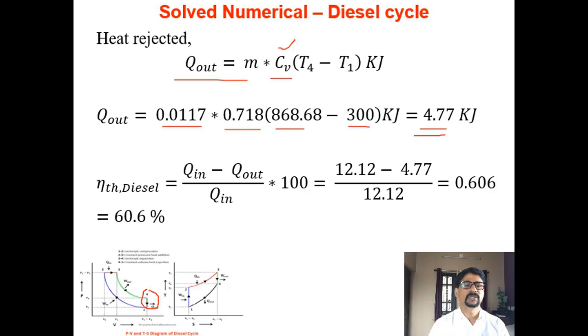Now let us use the general expression for efficiency of any air standard cycle, that is Q in minus Q out by Q in. Therefore, eta Th diesel is equal to 12.12 minus 4.77 divided by 12.12. So it is 0.606 or 60.6%. This is how you can use the general formula for finding the efficiency. You have the direct formula in terms of rc, rho and gamma, but you can also use the terms heat in and heat out to find the efficiency. Okay.